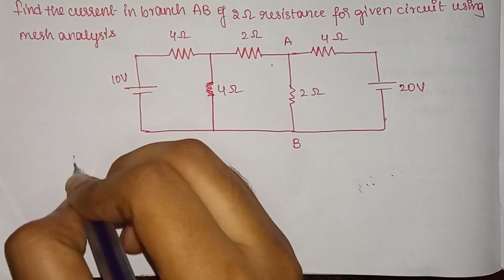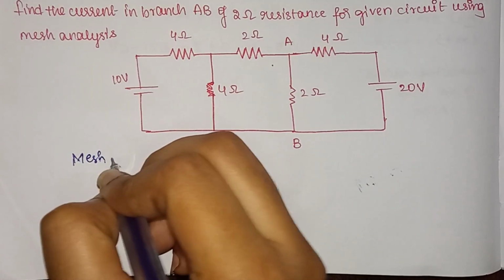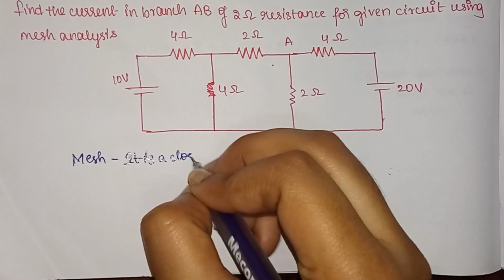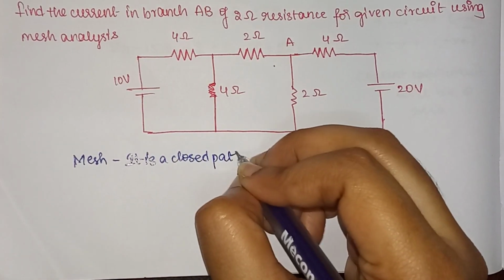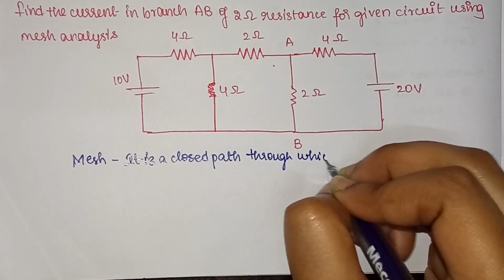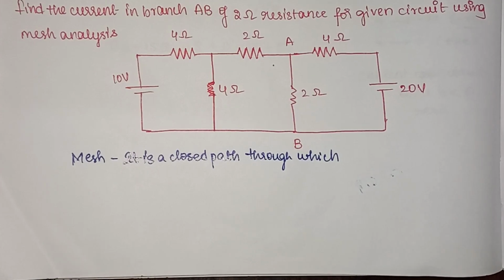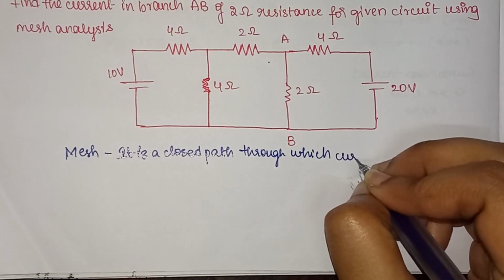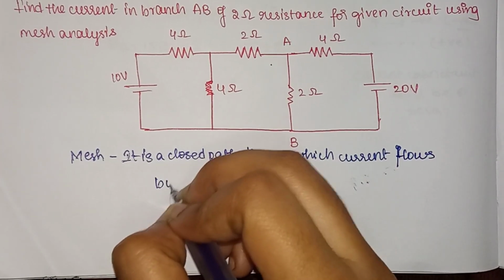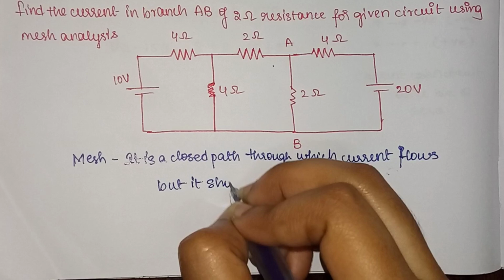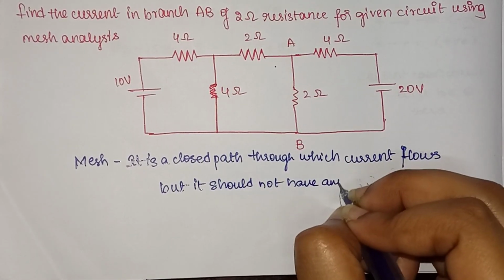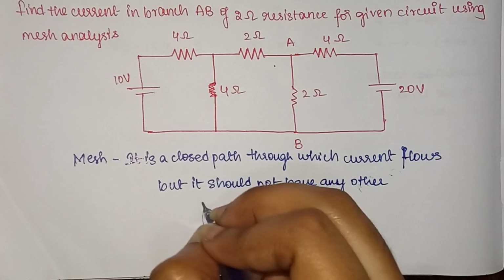First of all, what is a mesh? A mesh is a closed path through which current flows, but it should not have any other loops inside it again.